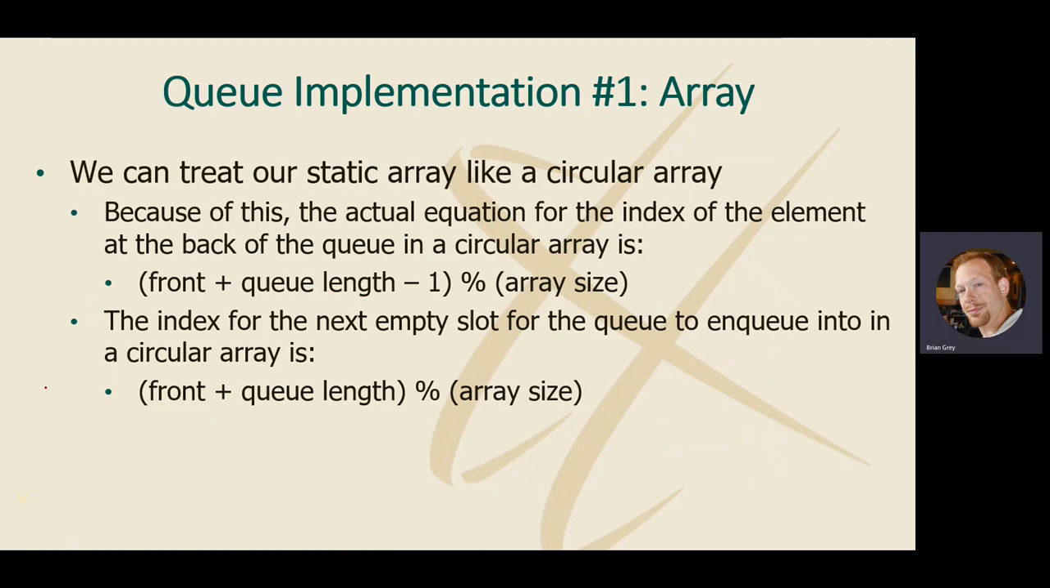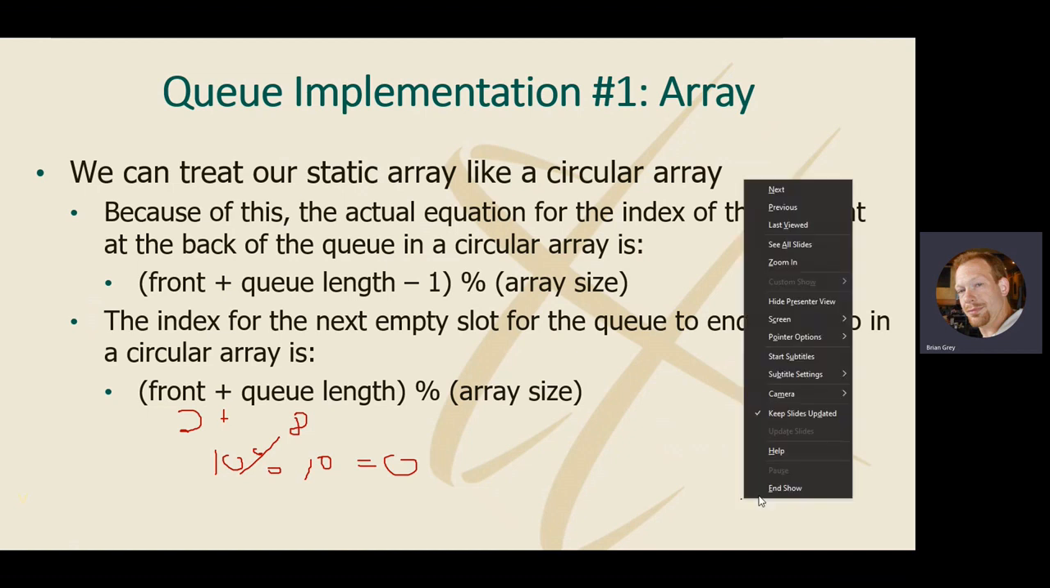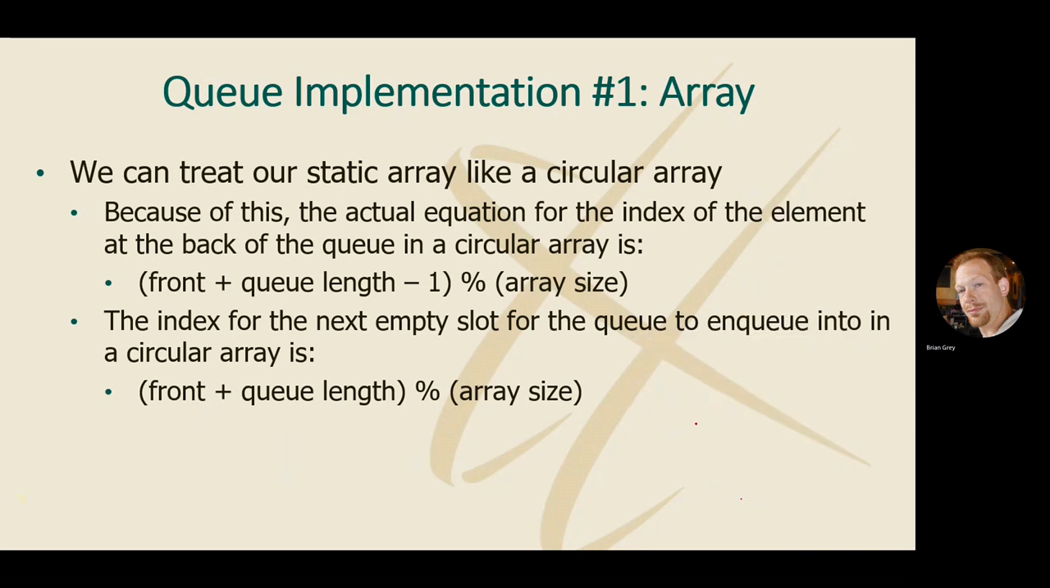If we did it after the modulo, remember, when we do 2 plus 8 minus 1, we get 9, and plus 1 would be index 10. Whereas here, we go 2 plus 8, right? That's 10. Modulo 10 equals 0. And that makes sense, right? That's the logic we just saw. We want our next slot to be the first slot in the array. So that's how that works. So these are the equations we have to follow.